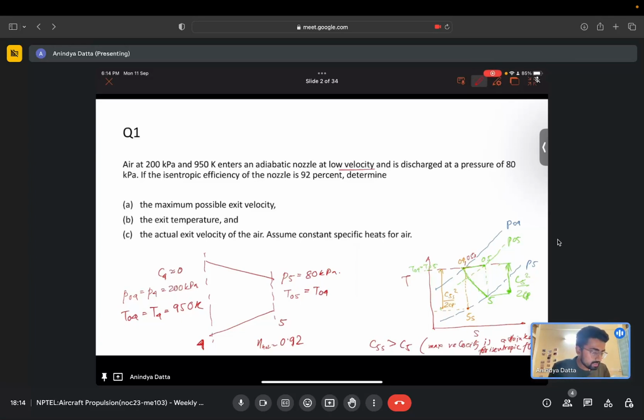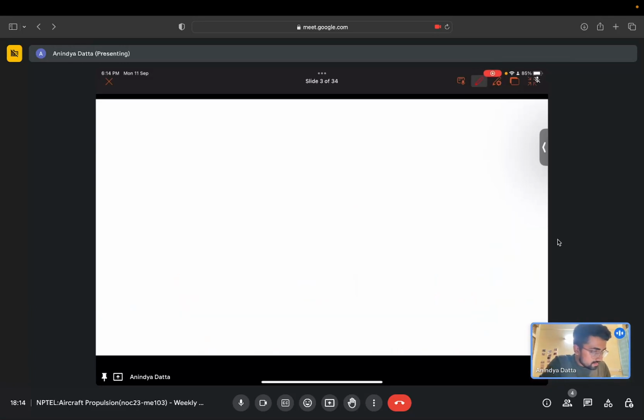For the first part of the question, we have to find the maximum possible exit velocity. So this is the velocity at exit if the flow is isentropic. Let's do that. What we do is an energy balance.